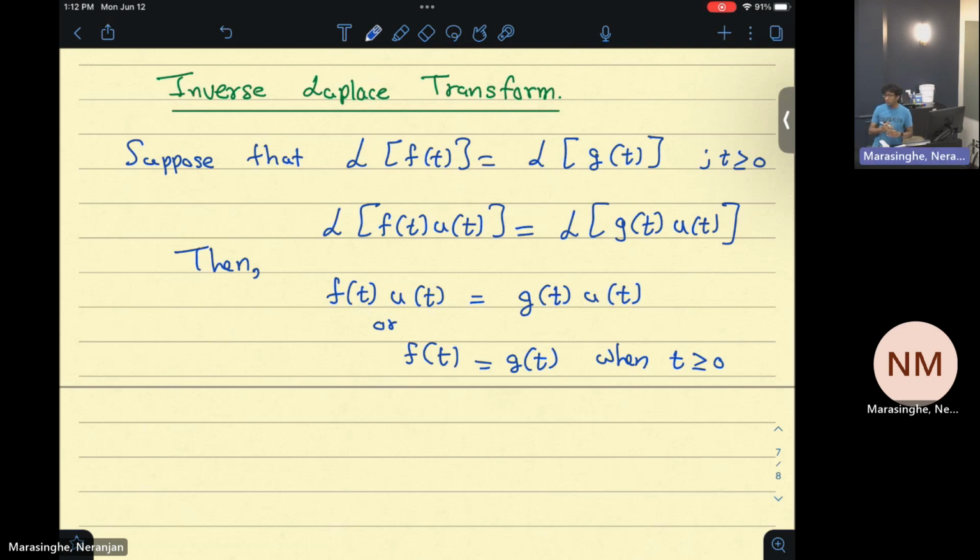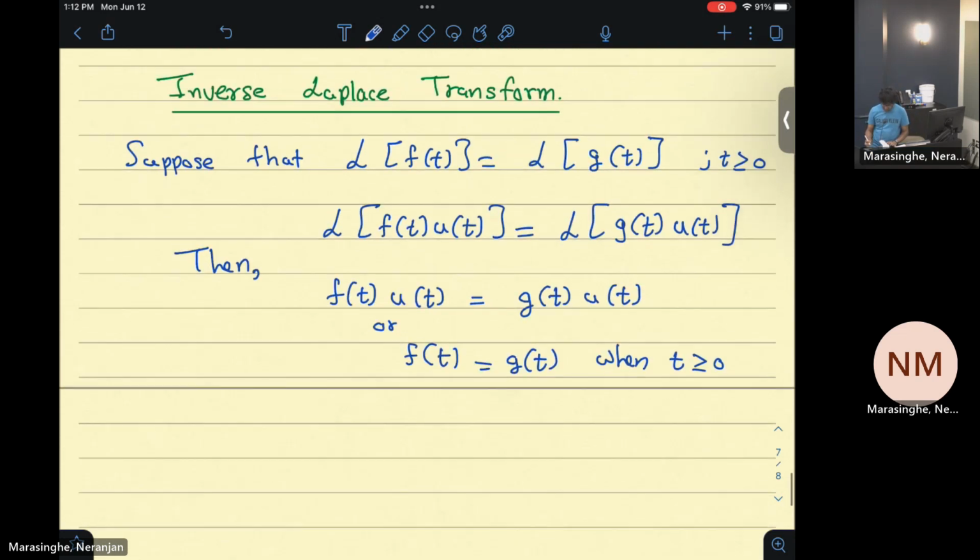So that means suppose we consider that the Laplace transform of 1 is equal to 1 divided by s. That means the inverse Laplace transform of 1 over s is 1 times u(t), not 1, right? Okay, I would mention that here.